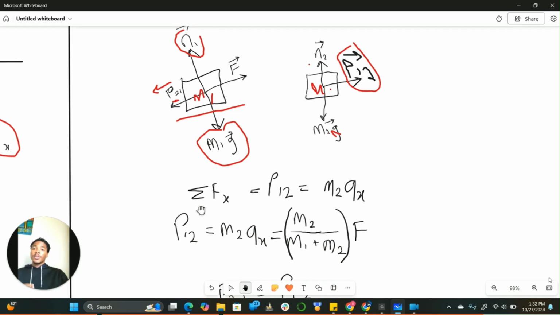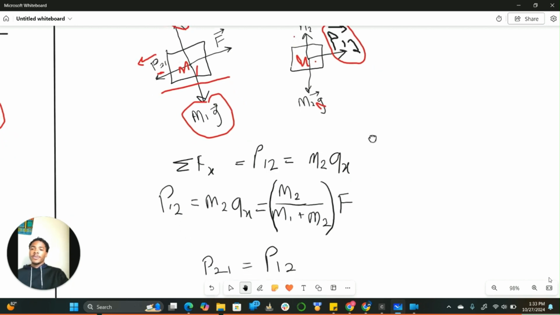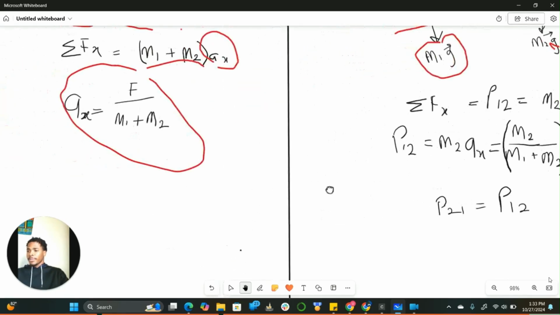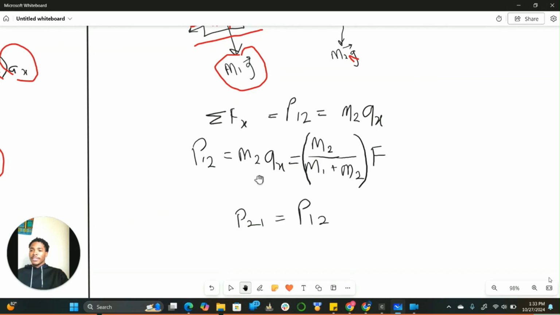You understand? And also because m1 is larger than m2, the summation of force that has been exerted on the system is equal to the contact force that is being exerted on m2. And like we already stated before, from Newton's second law of motion, this is equal to m2 times ax. So we just substitute our expression for ax, which was F over m1 plus m2, and that will give us this.